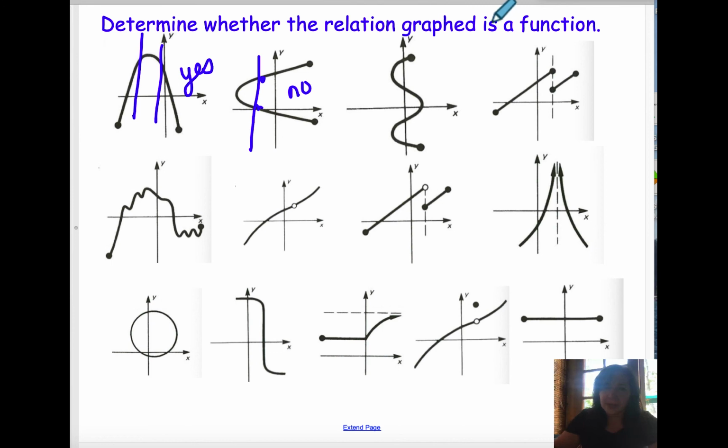For this one right here, this is a definite no. This one also a no, because think about this. If I use my straight line test like this, see how this is solid and this is solid? It's intersecting 2 times. So whatever value this is, I have 2 values of y. You can only have 1.